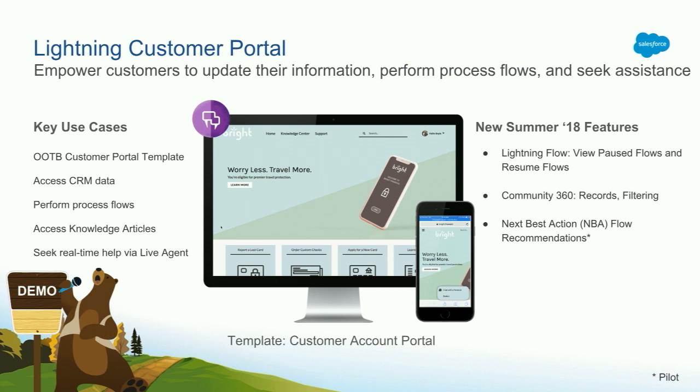We had the ability to pause flows in the earlier release. But what we have done with Summer '18 is give you the ability to view those paused flows as well as take actions on them. The next feature is about Community 360. Community 360 provides a holistic view of your community member to your service agent so they can help them out. And we've done a ton of great enhancements to that by including new record types, as you'll be seeing shortly.